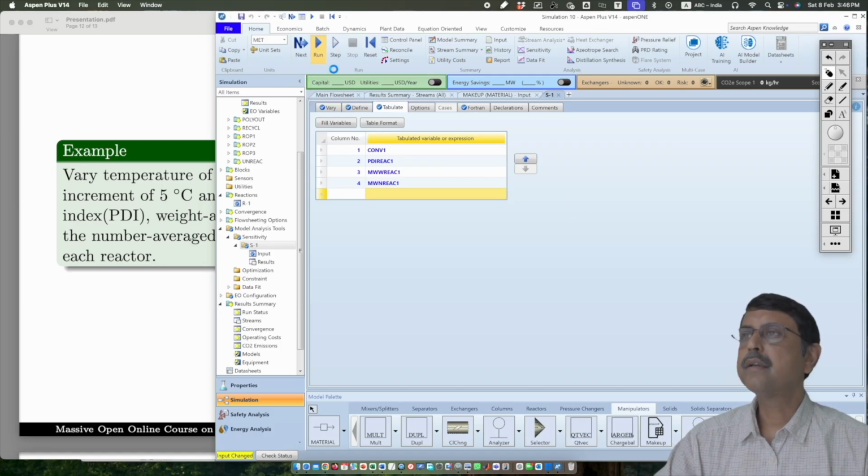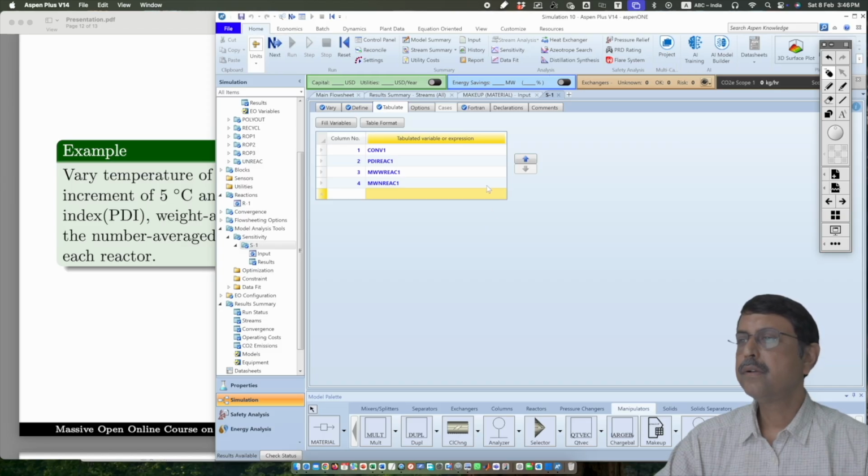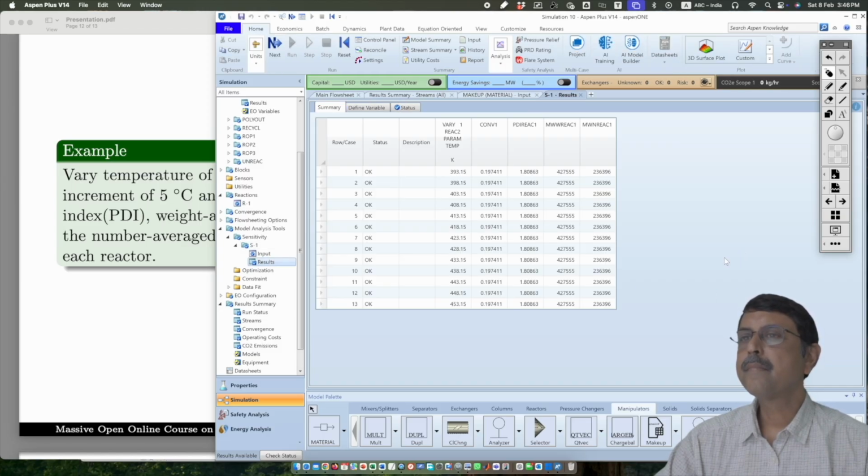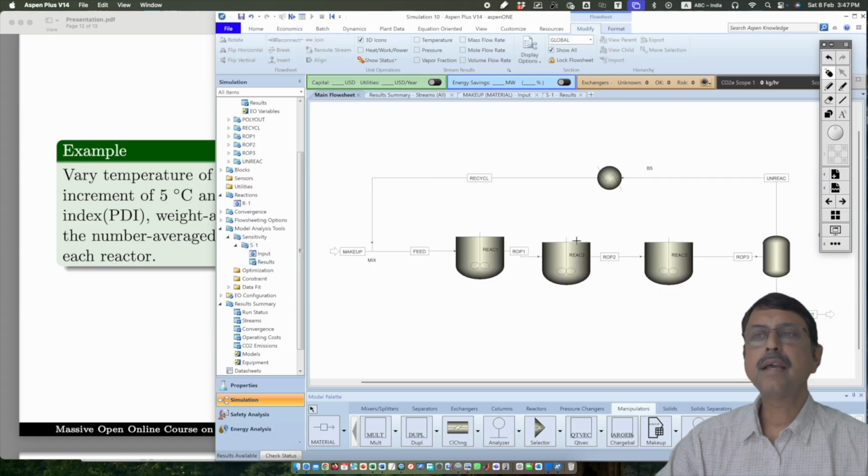Now you check the run, okay, and see the results. Now, do we see any change over here? We are changing the reactor temperature too, but conversion doesn't change. Polydispersity index doesn't change. Neither of the molecular weights changes. Okay, so the results are not varying at all. That means if we change the reactor temperature, this does not change.